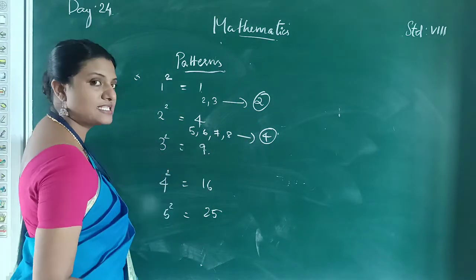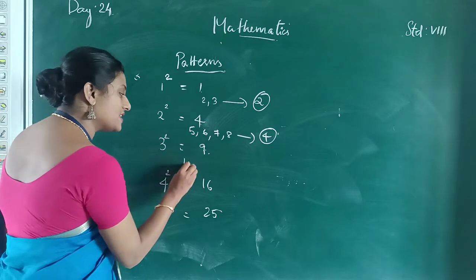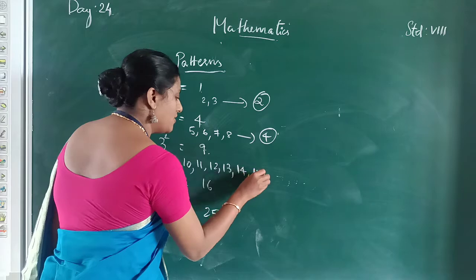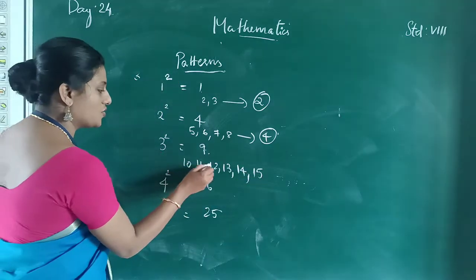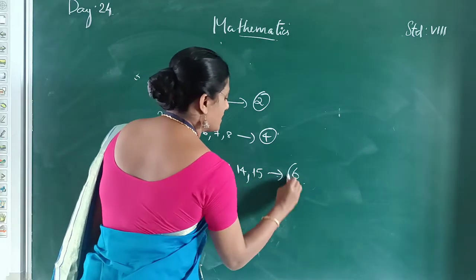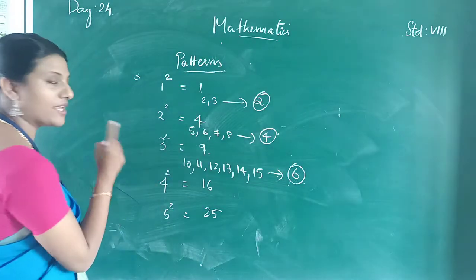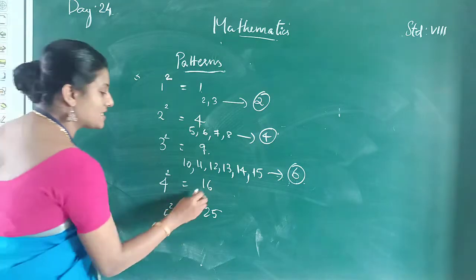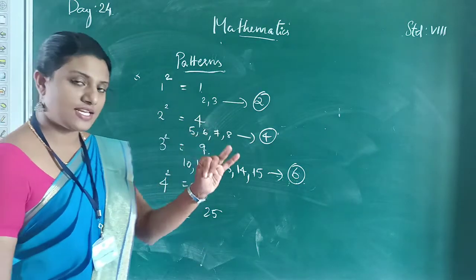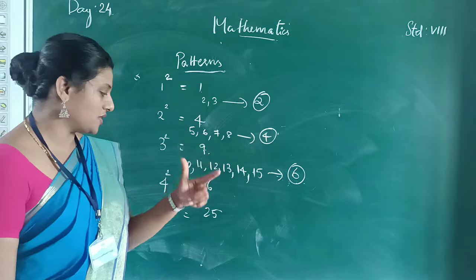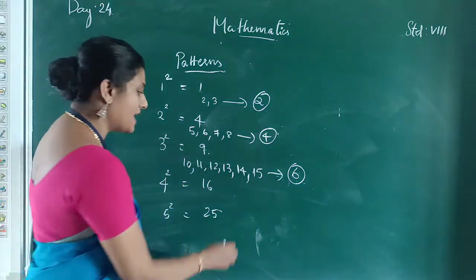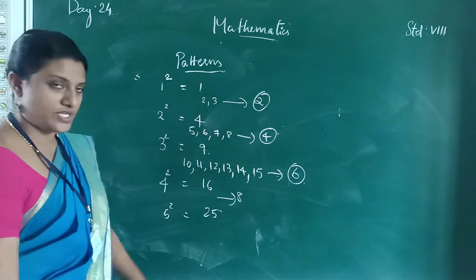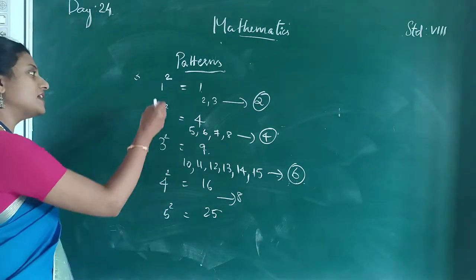Next, 9 and 16, which are the numbers between 9 and 16? 10, 11, 12, 13, 14, 15. Total how many numbers? 1, 2, 3, 4, 5, 6. Total 6 numbers between 3 square and 4 square. Next, 4 square and 5 square. How many numbers? 16, 17, 18, 19, 20, 21, 22, 23, 24. Total 8 numbers.